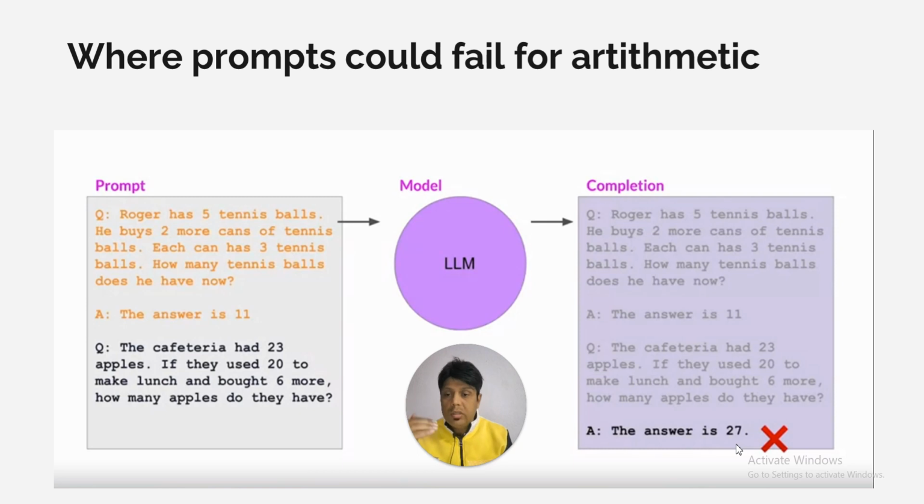So how did we do it? We basically broke the problem into multiple steps. We specified that initially there were 23 apples. They used 20, so now we got 3, and then we bought 6, so now the answer is 9. So it's a multi-step process. If we want the model to understand and do a multi-step calculation, then simply writing the answer is 11 will not help. We need to break the calculation into steps, and only then will the model be able to answer such questions.